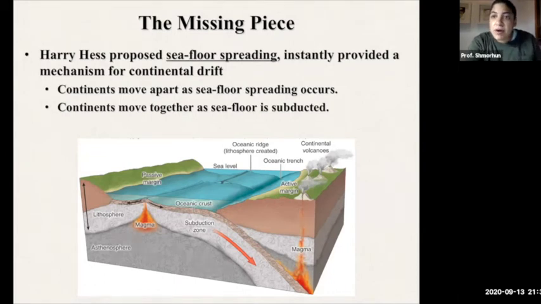And thus he proposed a mechanism, later coined and named by Robert Dietz, called seafloor spreading. Now this mechanism instantly provided backing for Alfred Wegener's theory of continental drift. With seafloor spreading, he proposed that at these mid-oceanic ridges, you have an upwelling of very hot mantle. And as it pushes its way through these cracks and fissures at the mid-oceanic ridges, it breaches in the form of lava, and that lava instantly cools.